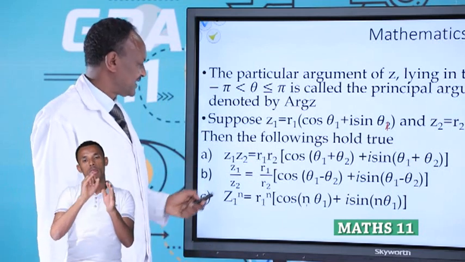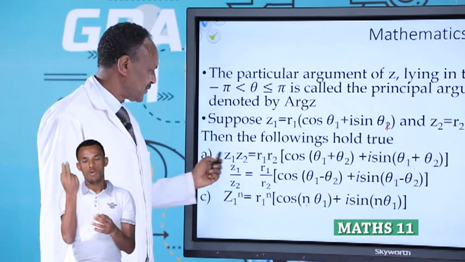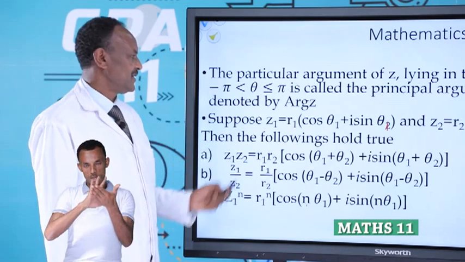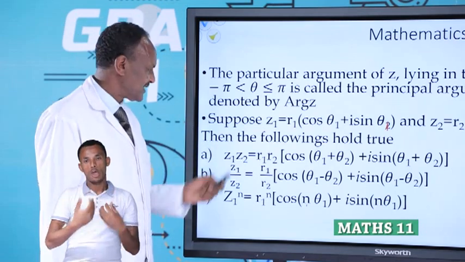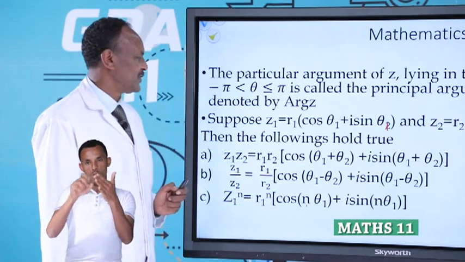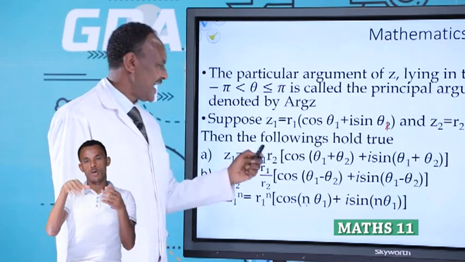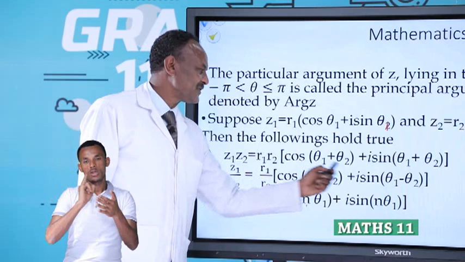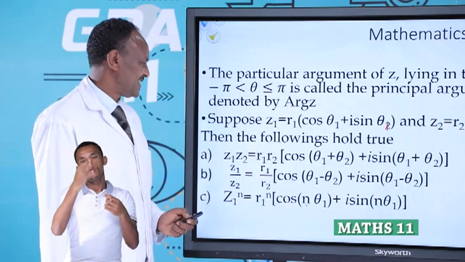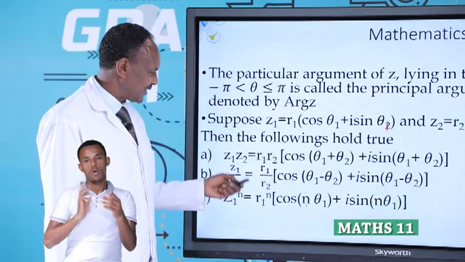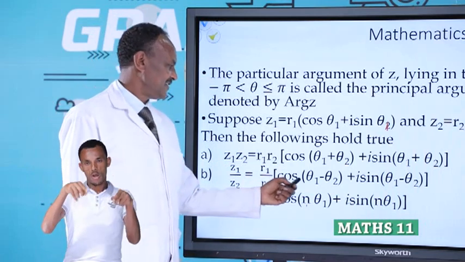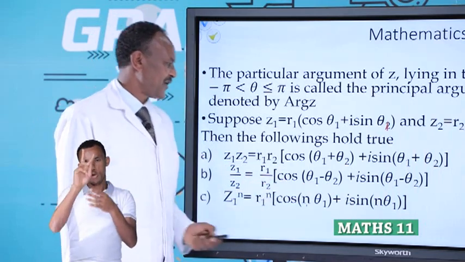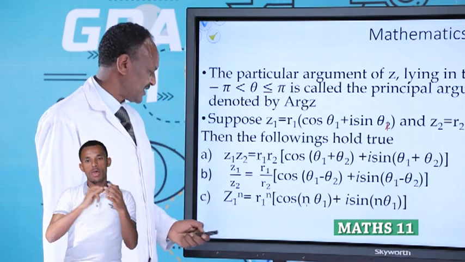So these three properties are important. The product of two complex numbers in polar form is a complex number whose modulus is the product of the separate moduli, and whose argument is the sum of the arguments of the two complex numbers. When discussing the ratio of the two, it gives a modulus that is the ratio of the moduli, and the difference between the two arguments gives the argument of the quotient.